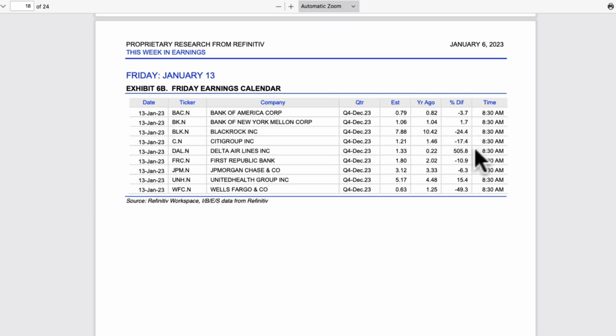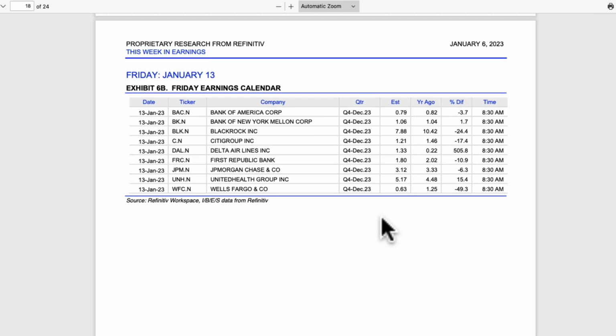Look how much is going on, all before the market opens, 8:30. Bank of America, Bank of New York Mellon, BlackRock, Citigroup, First Republic Bank, JP Morgan, Wells Fargo. That's a lot of banks, a lot of financials reporting. You got United Health in there, and you've got Delta Airlines in there as well. $1.33 versus 22 cents a year ago. But these are, for the financials, that's a lot of event risk in there.